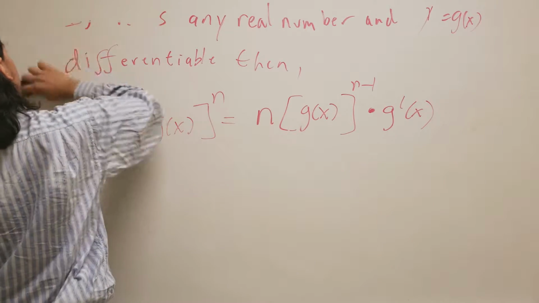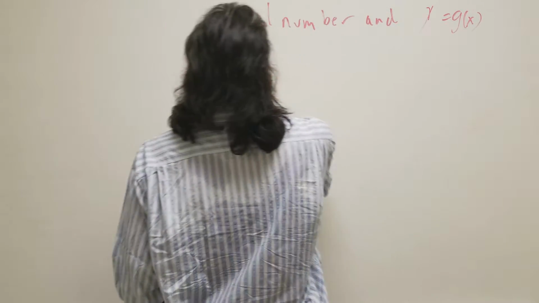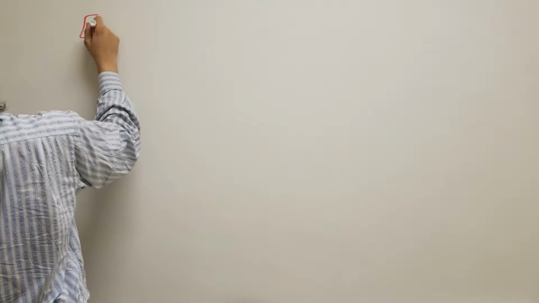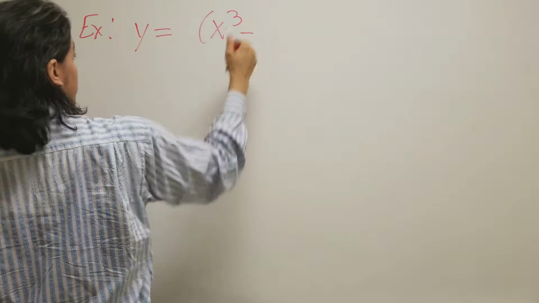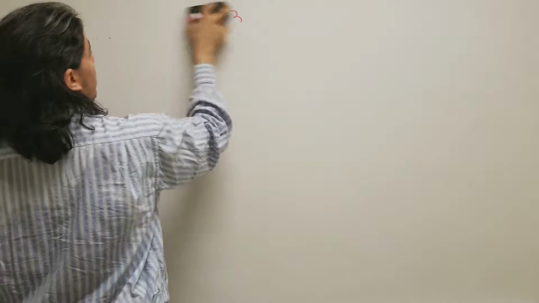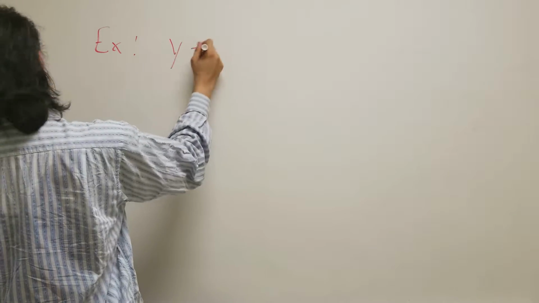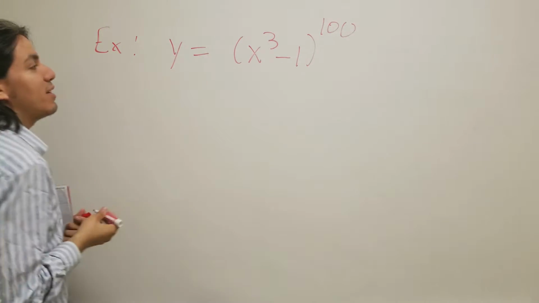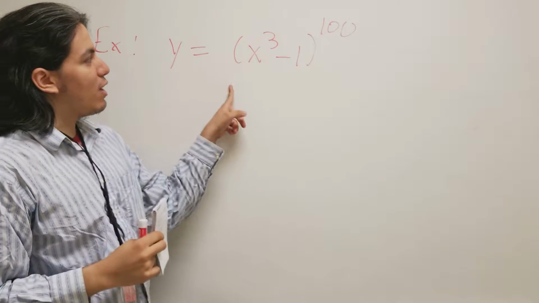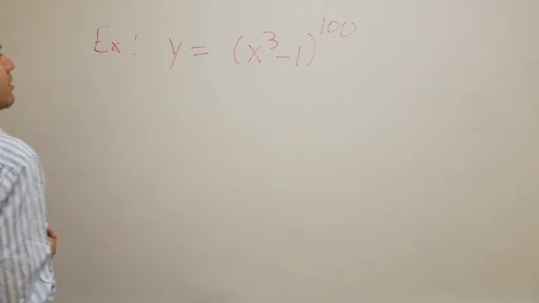So let's do an example, see what it's like to apply this. So let's say I have, let me just lower it just a little bit, just so the camera can see it. Example, y equals x to the third minus 1 raised to the 100th power. Now, it is impossible to write out this 100 times, because ain't nobody got time for that. Like, really, nobody got time for that.